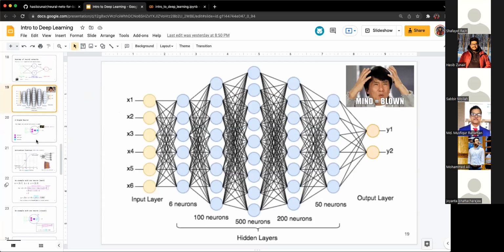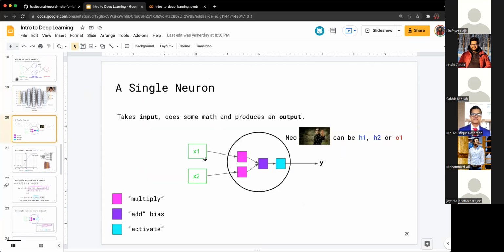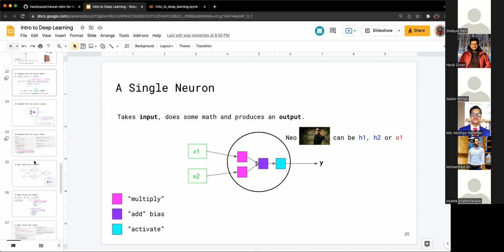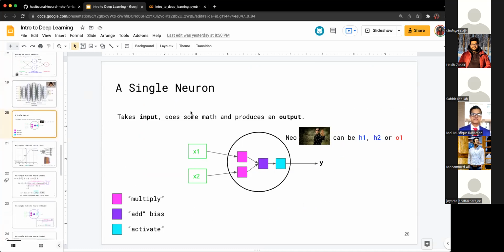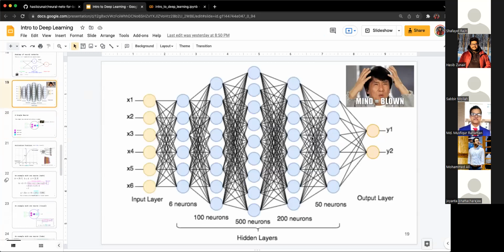So for each neuron, you're always going to do this task over here, which is multiply, add, and activate. So you want to adjust all of these weights so that it gives you the desired result. In this case, let's say we give it an image of a cat. We want the neural net to say it's a cat. We don't want it to say it's a dog. Then it would be a wrong prediction, right?